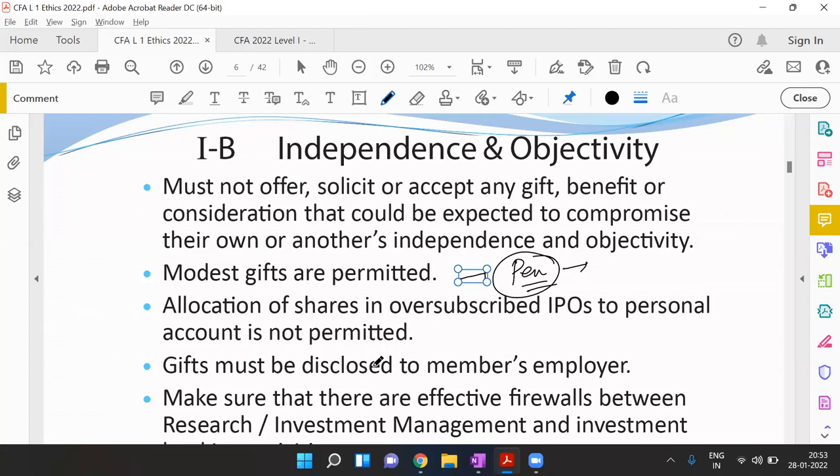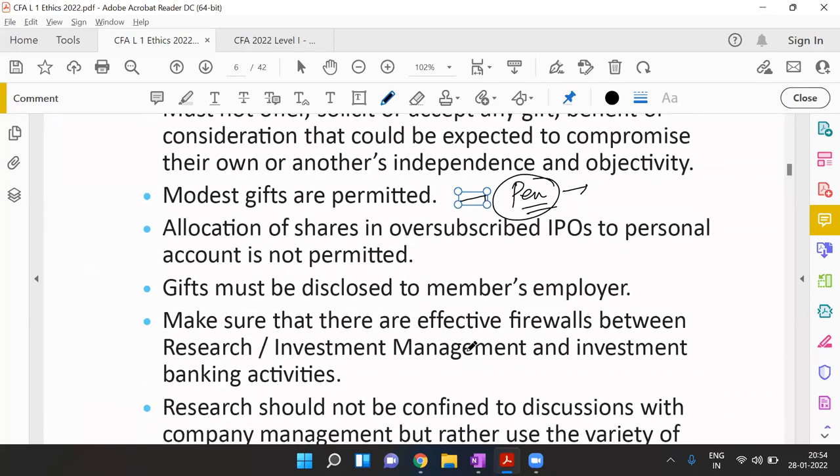If you are receiving any sort of a gift from anywhere, you need to disclose it to your employer. If you are working as a research analyst with JP Morgan, and you're preparing a research report on Reliance Industries Limited, and if you receive any sort of a gift, make sure that you disclose it to your employer, right? The next important point says: make sure that there are effective firewalls between research and investment management and investment banking activities.